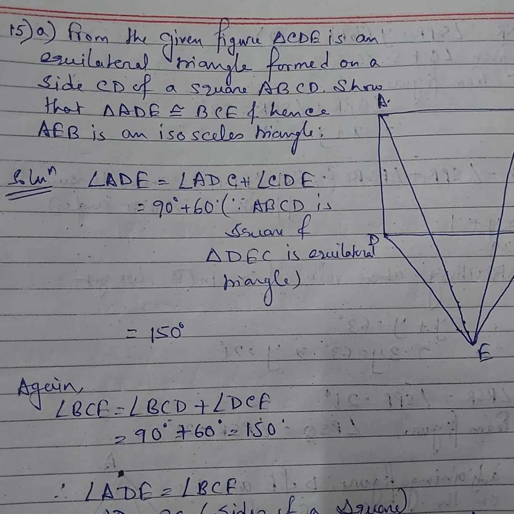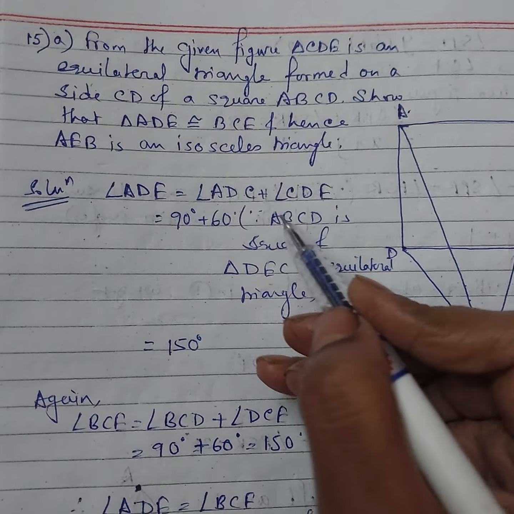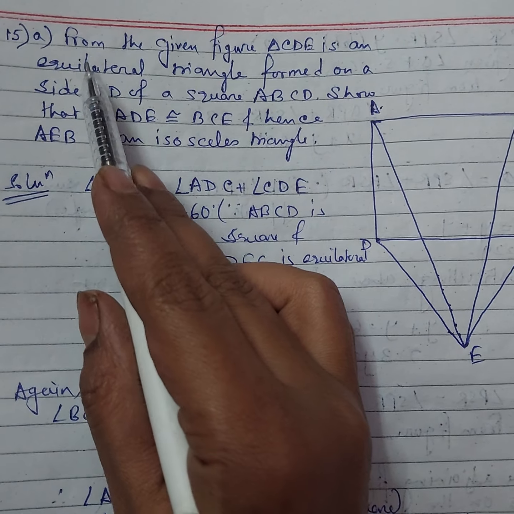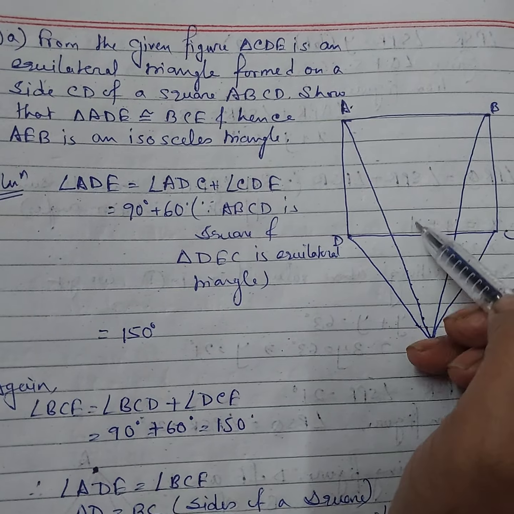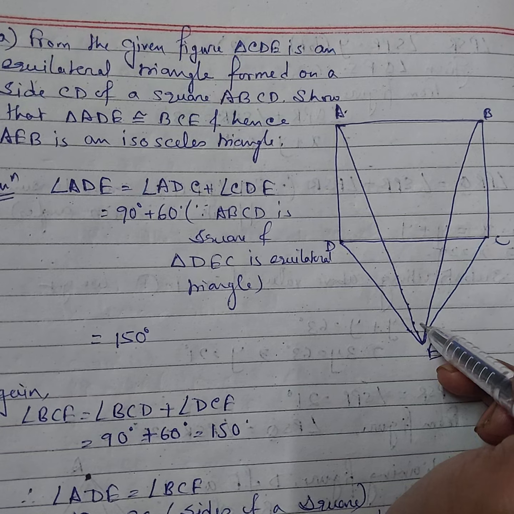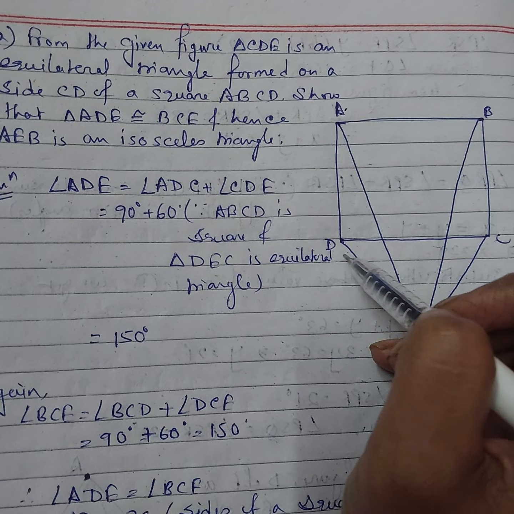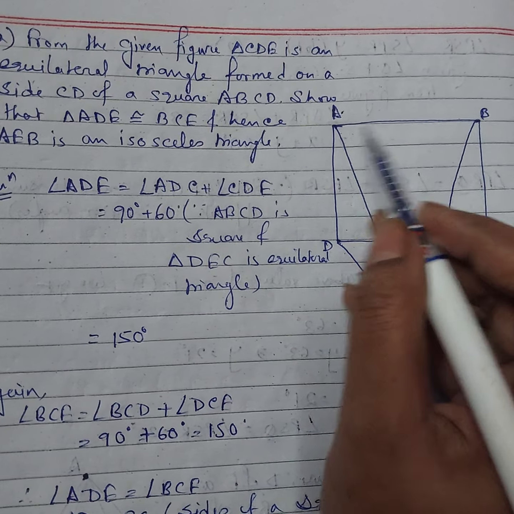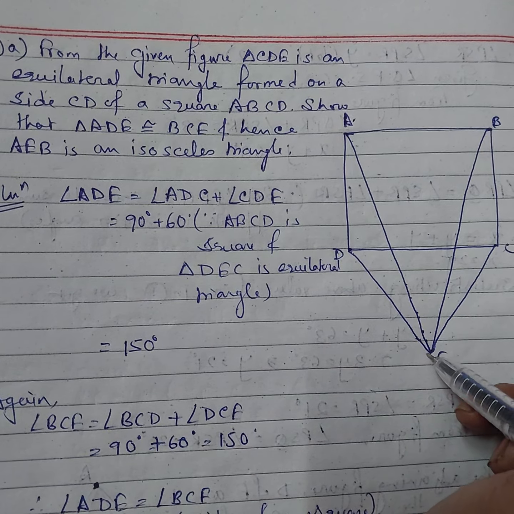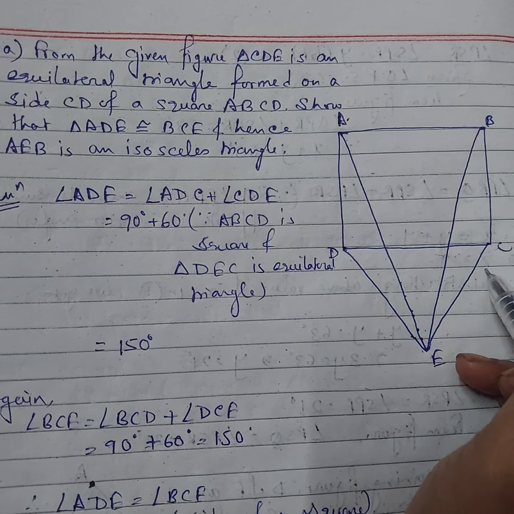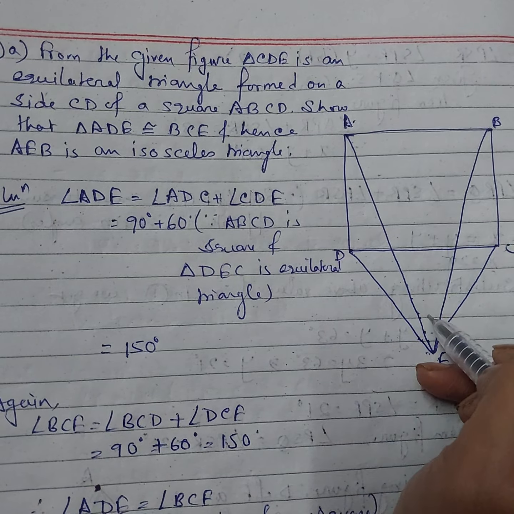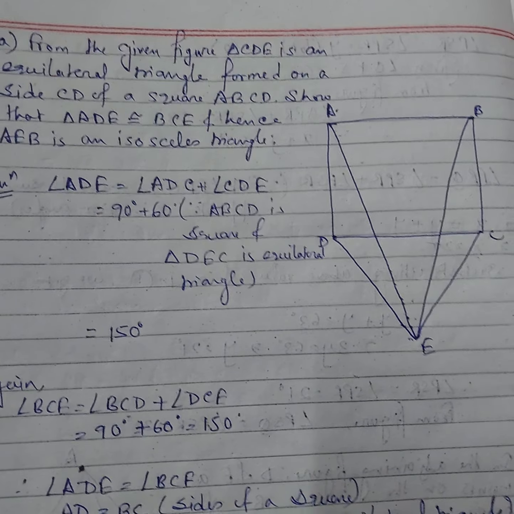The next sum is from R.S. Aggarwal's Exercise 9.3, sum number 15. The given sum: it is given that, from the given figure, CDE is an equilateral triangle formed on a side CD of a square ABCD. You have to show that triangle ADE is congruent to triangle BCE, and hence triangle AEB is an isosceles triangle.